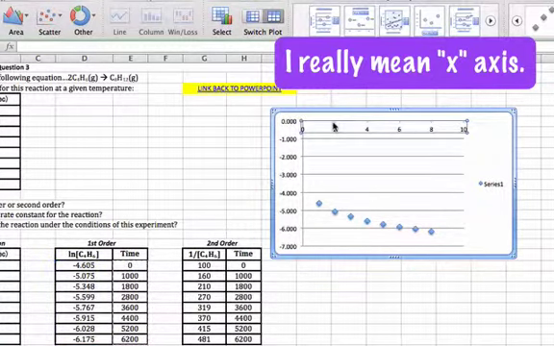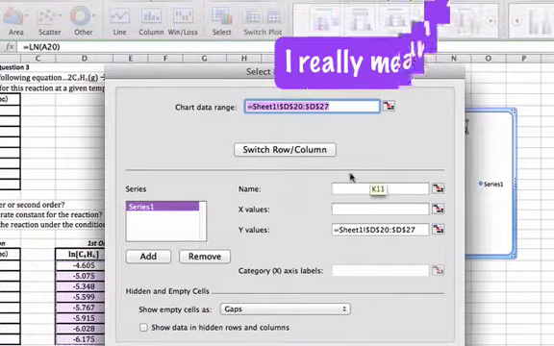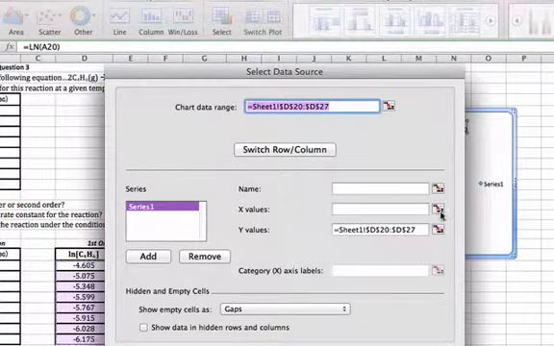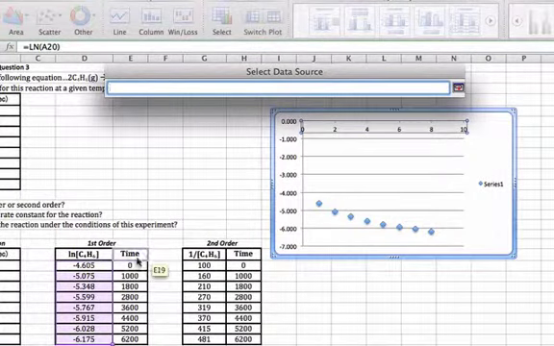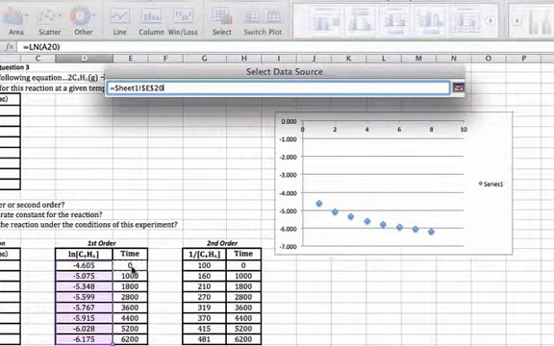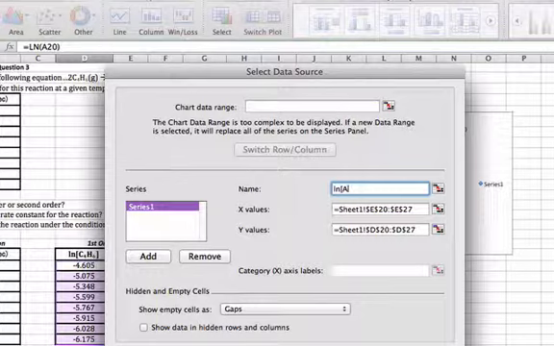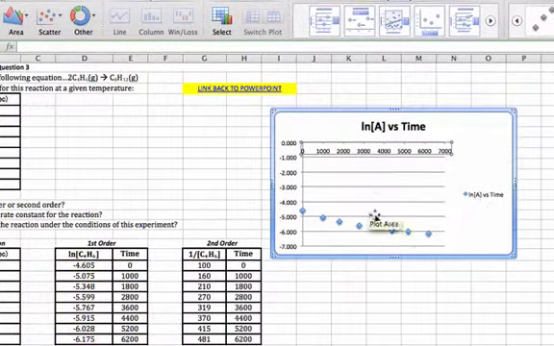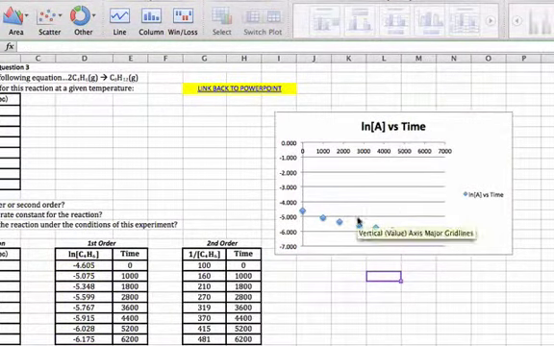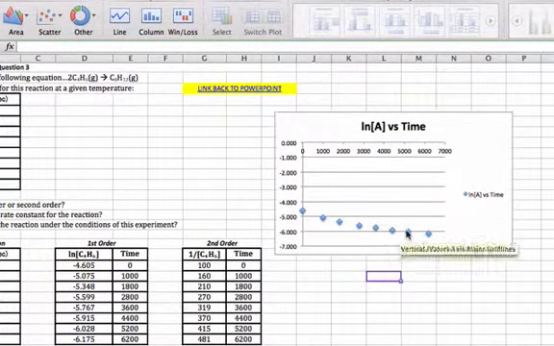So I'm going to change that. I'm going to select the data that I want. For the x values, I come back to the chart and highlight that those are what I want for the times. Then I'm going to call it natural log of A versus time, just so I can remember what it was. So there's my natural log of A versus time. This is kind of curved. It doesn't look like a straight line. So I'm going to keep going on to my second order here.